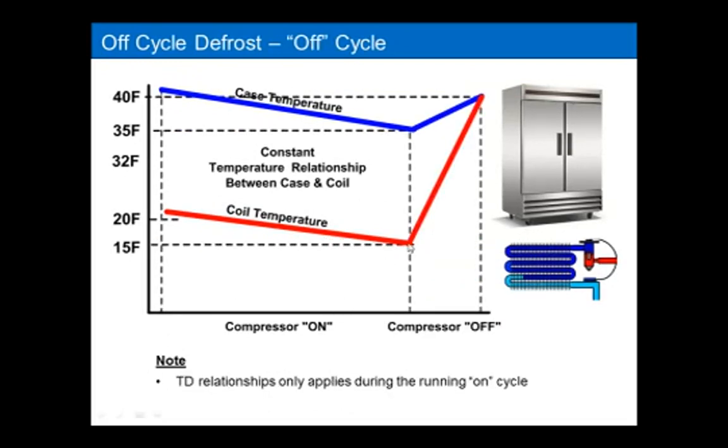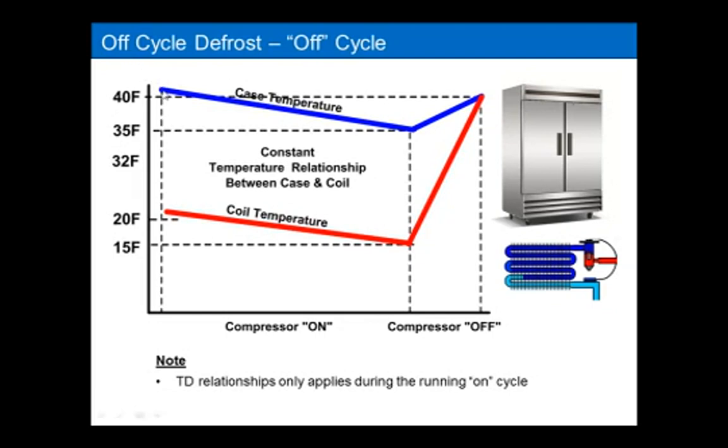Now on the off cycle, that relationship is not there because that relationship only exists on a running system. So when the system cycles off, your coil temperature is going to rise at a very rapid rate compared to your case temperature. But at some point in time, they will meet each other. And typically, they're going to meet each other at your cut-in or turn-on point. And that turn-on point is going to be the point where, A, the case temperature is not going to be too high, and B, your coil temperature has elevated to a point where we know there is no ice or frost remaining on the coil.